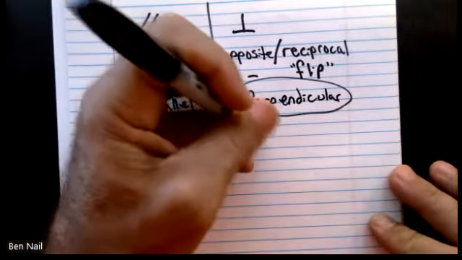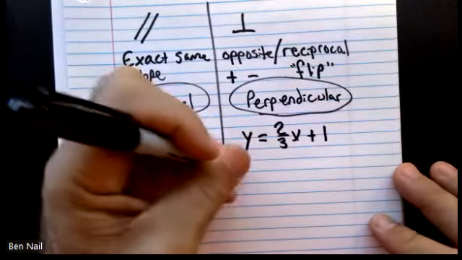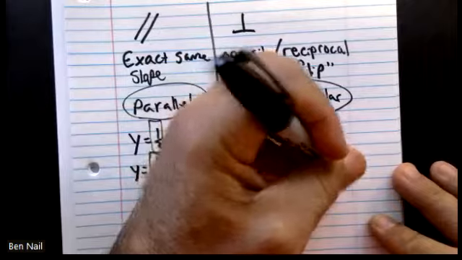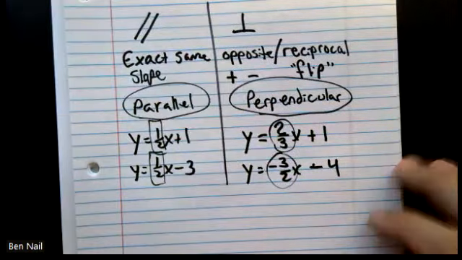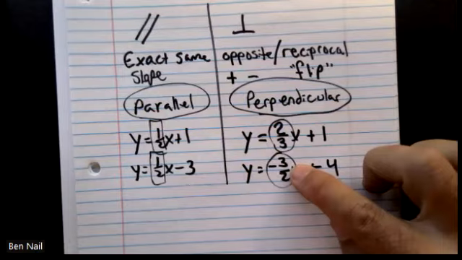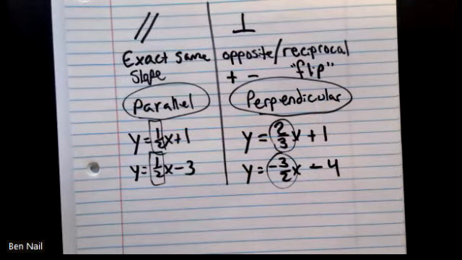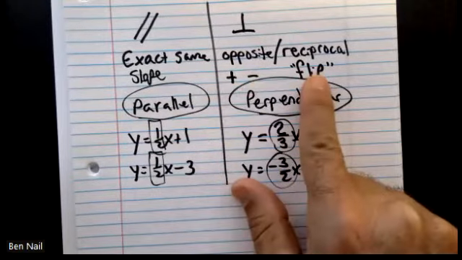So again, it'll look something like y equals 2/3 x plus something, and then y equals -3/2 x plus something. So again, if you're looking at your slopes and one is positive and one is negative, and they are the flip of each other, then those are perpendicular. Again, both of those things have to happen. It has to be one positive and one negative, and they have to be flipped.